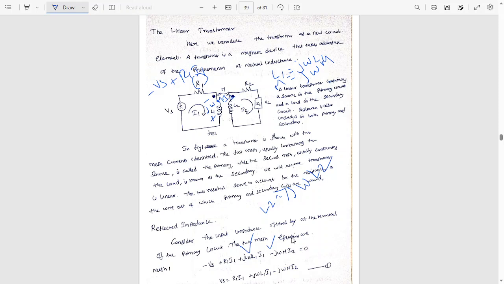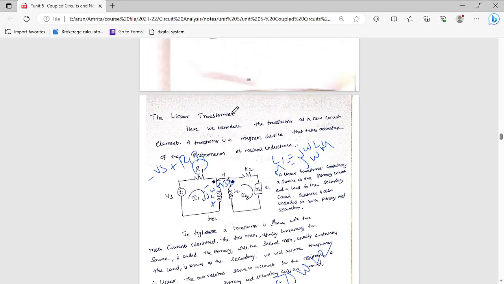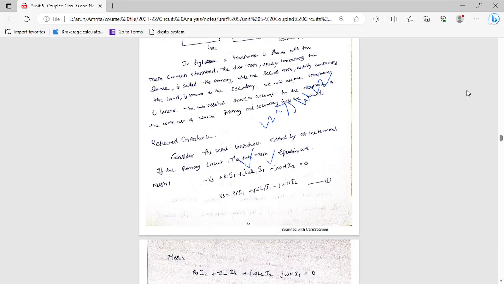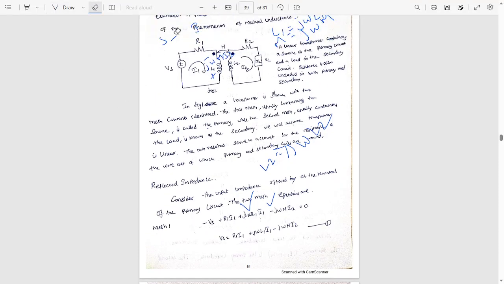So I am going to rearrange it to get Vs equal to R1 I1 plus j omega L1 I1 plus j omega M I2, which is equation number 1. Okay. So next I need to apply KVL in the mesh 2. I am applying KVL in the mesh 2.